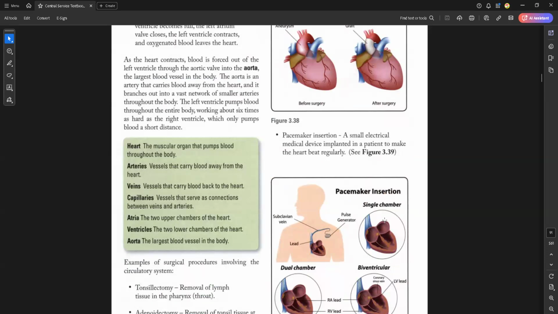What do you have? Examples of the surgical procedures involving the circulatory. Tonsillectomy, removal of the limb. That's also the, we have a pacemaker.